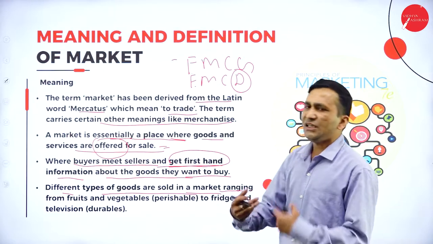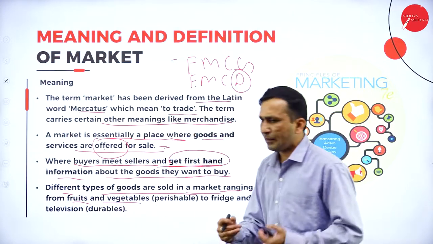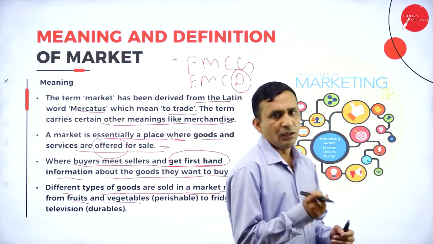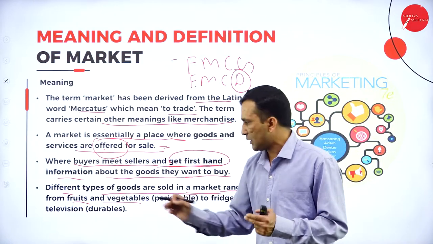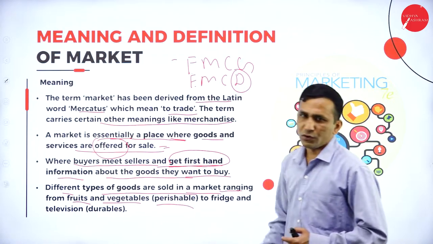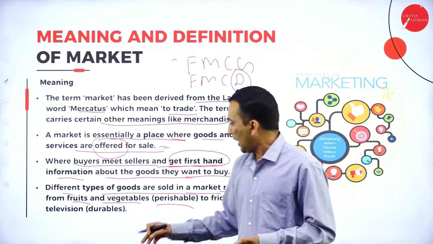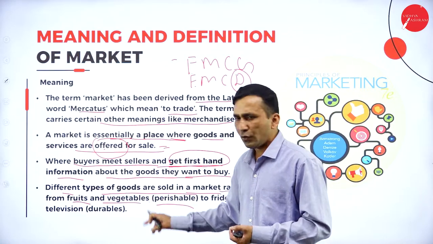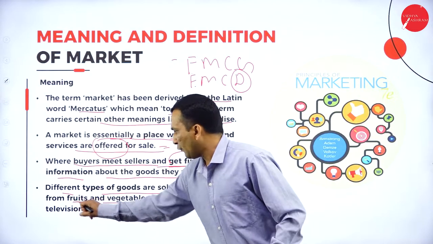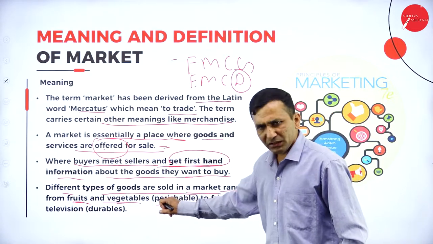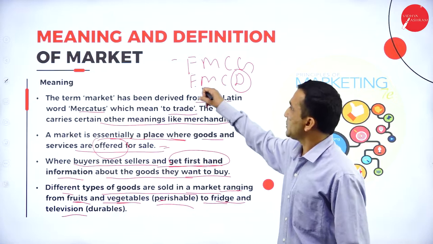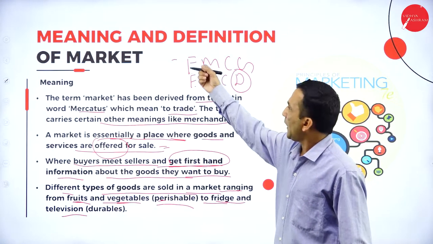So markets range from fruit and vegetable, because fruit and vegetable have a very short life span. That is perishable goods, we can say, within a span of time. We can't store them for months, we can store them only on an hourly basis. Products like fruits and vegetables are perishable goods, and a fridge and a television, because here I specified FMCG and FMCD.